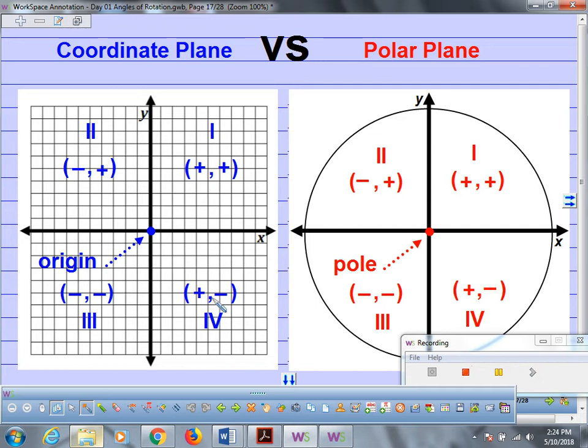We call the origin the pole, which kind of makes sense, right? It's the middle of the circle, kind of like a tether pole. It goes around in a circle. And your quadrants are the same. They're going to be exactly the same. Quadrant 1, quadrant 2, quadrant 3, and quadrant 4 as I go around my Ferris wheel. So that's the second piece of paper that I gave you.